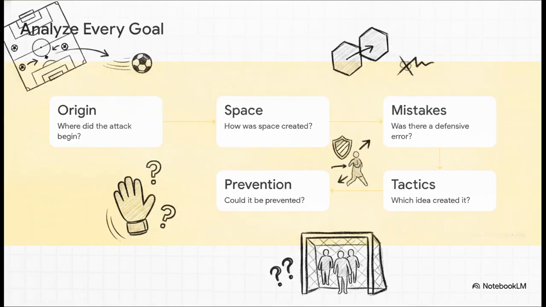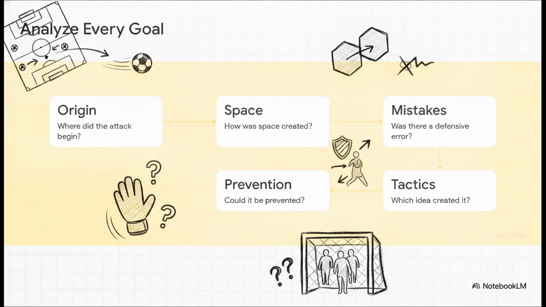So let's see how this builds into analyzing specific moments, like when a goal goes in. Whenever a goal is scored, a casual fan just jumps up off the couch and yells, "What a great finish!" But a professional analyst, they never stop there. They deconstruct exactly why it happened using these 5 steps. Where did the attack actually begin? How was the space created for the assist? Was there a clear defensive mistake? Maybe a missed cover shadow?